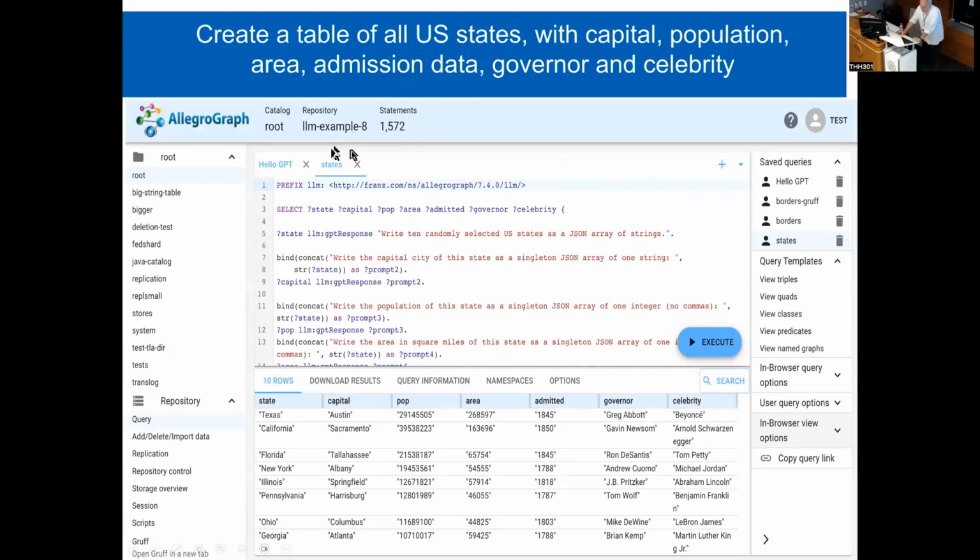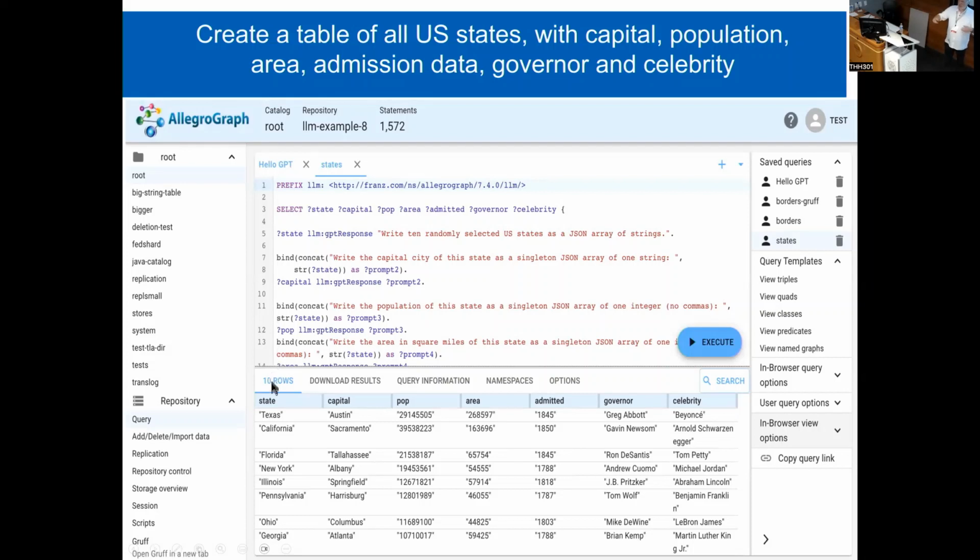Just in this language, which we call SPARQL, let's say: select state, capital, population, area, major government celebrity. Write the capital city, write 10 randomly selected US states, adjacent area of streams, and go. In this, you can't write SPARQL, but this is what we call a magic predicate, and it will create all the states. So we did a lot of work to ask questions of an LLM and look at the results, but as part of this into adjacent structures, right?